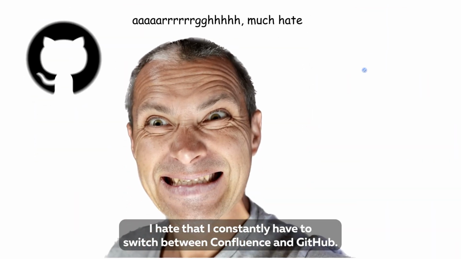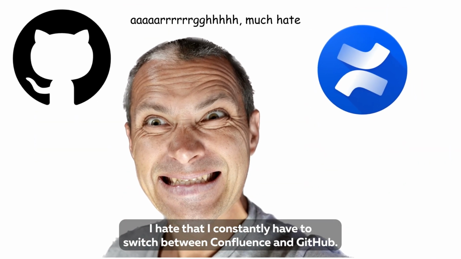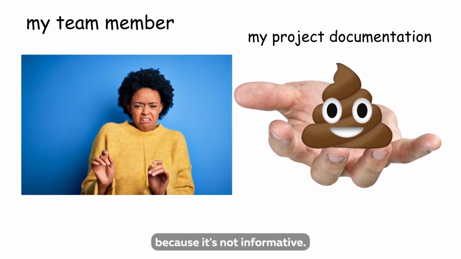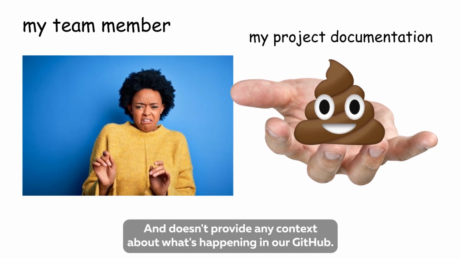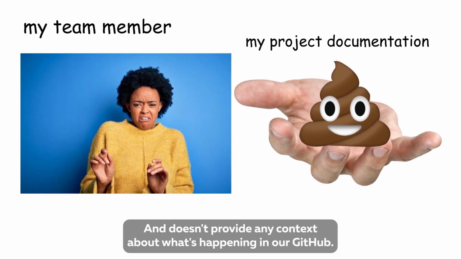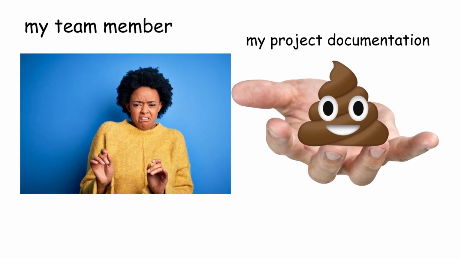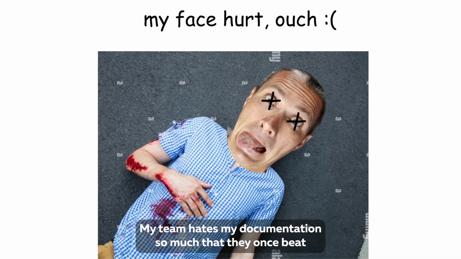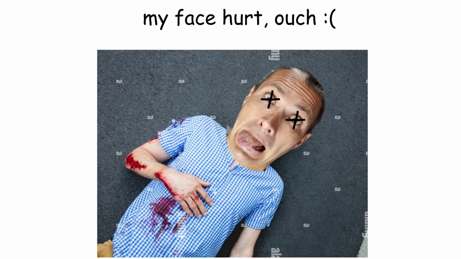I hate that I constantly have to switch between Confluence and GitHub, and my team says that they don't want to read the documentation because it's not informative and doesn't provide any context about what's happening in our GitHub. My team hates my documentation so much that they once beat me up in the parking lot.